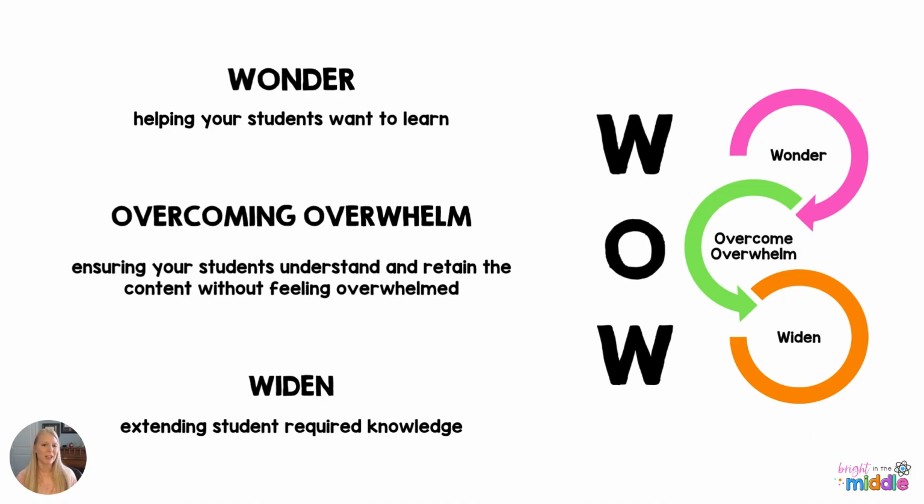So if you don't know about the wow factor, this is wonder, overcoming overwhelm, and widen. So wonder is those hooks, those engaging strategies that you use to help your students become internally motivated to learn. And once they're internally motivated to learn, the rest is a piece of cake. Next is overcoming overwhelm. This is where you reduce your students' cognitive load, because if you try to give them too much information at a time, they end up not learning anything at all. So you want to overcome all of that overwhelm. And then there is widen, the last W, and this is extending your students' knowledge beyond what's required.